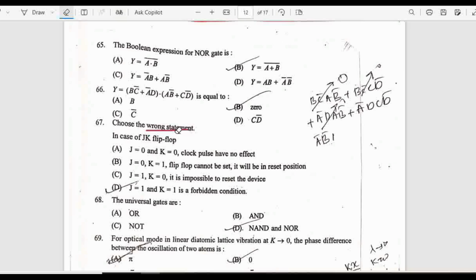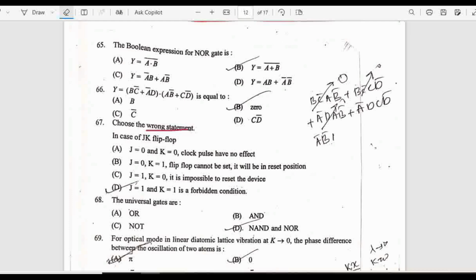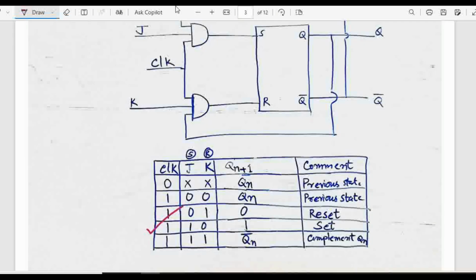Now you see option C. Option C is J equal to 1, K equal to 0. It is impossible to reset the device. It is telling about this condition, J equal to 1, K equal to 0. This is also a correct one, because this is the set position. Set means it is impossible to reset. When Qn plus 1 is 1, it is the set position, so you cannot reset.